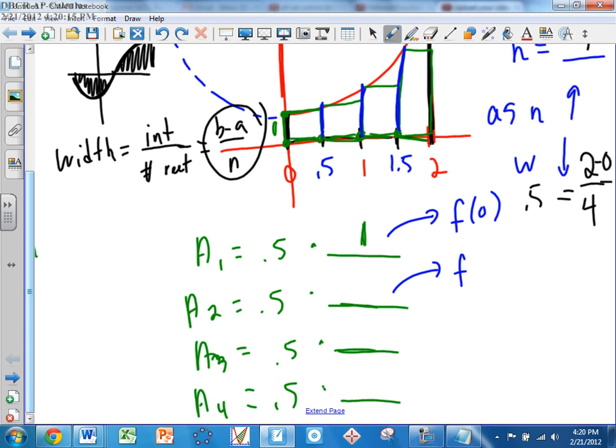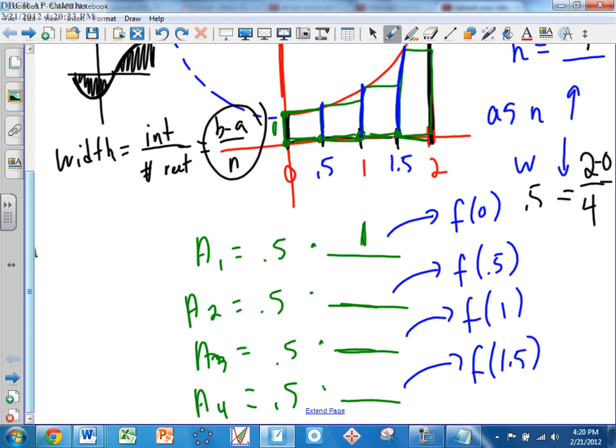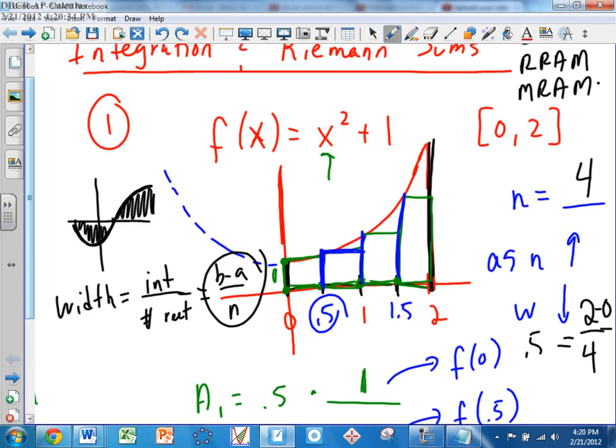This value here is f of 0.5. This value here you're going to get is f of 1. And this value is f of 1.5. Again, all we're doing is plugging in the heights. So this height right here, I want to figure out what it is. I know the x value is 0.5, so I have to go up and figure out the height. So go back into the original function. 0.5 squared is 0.25.